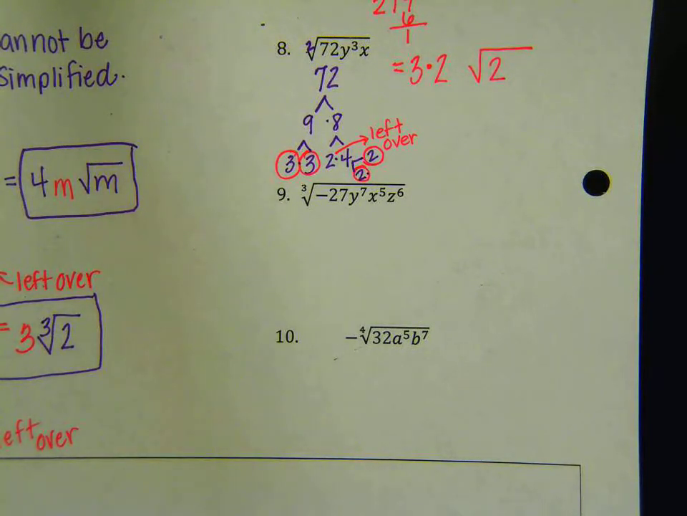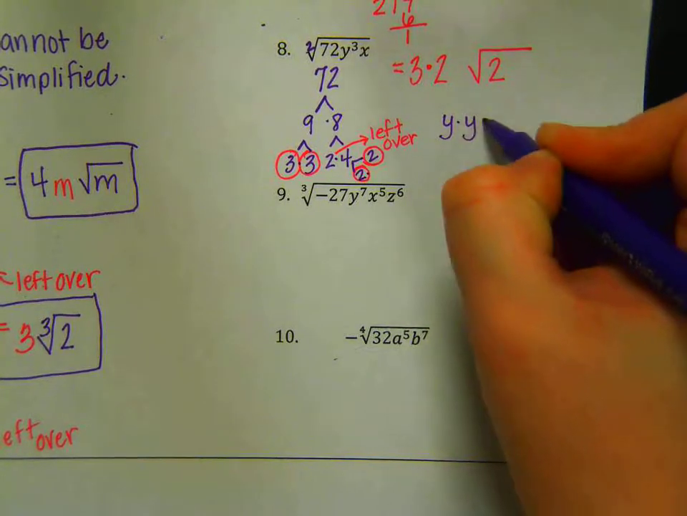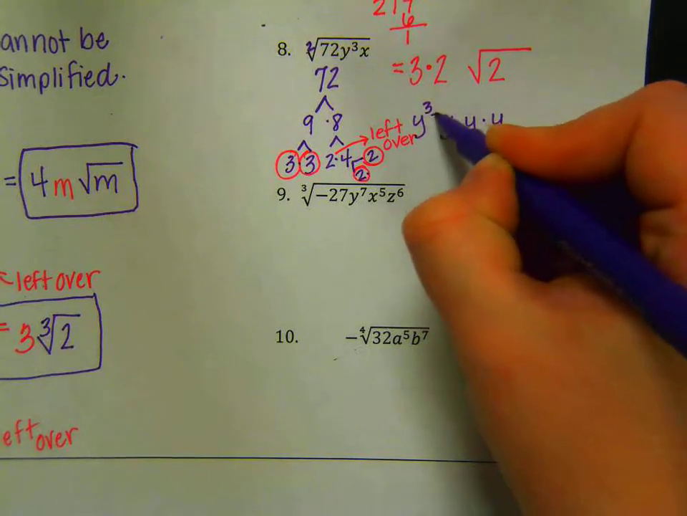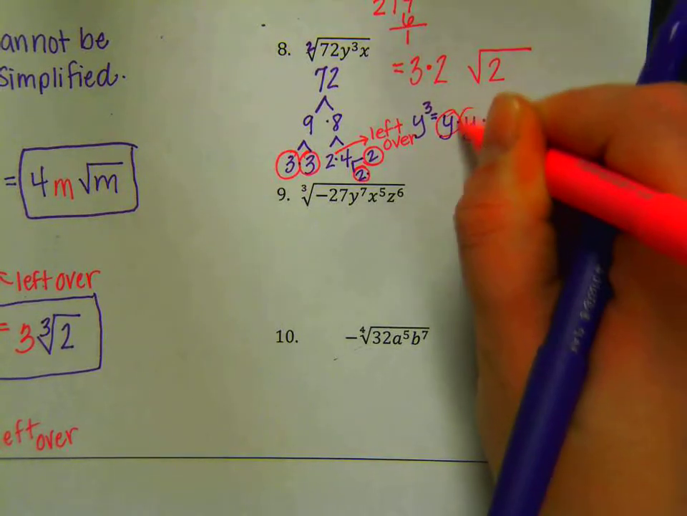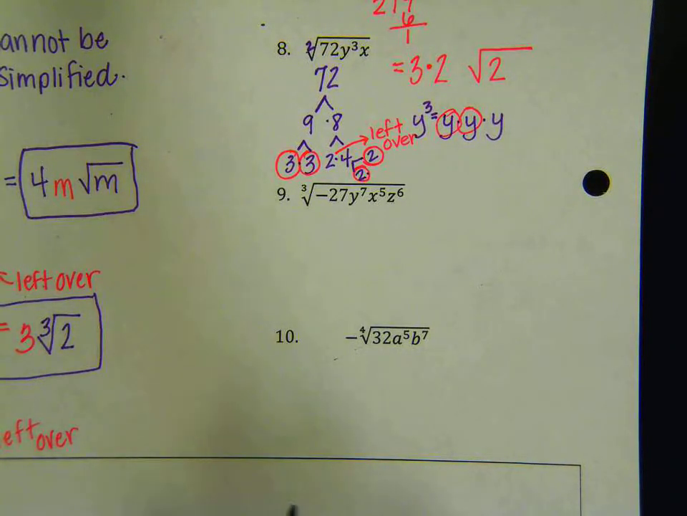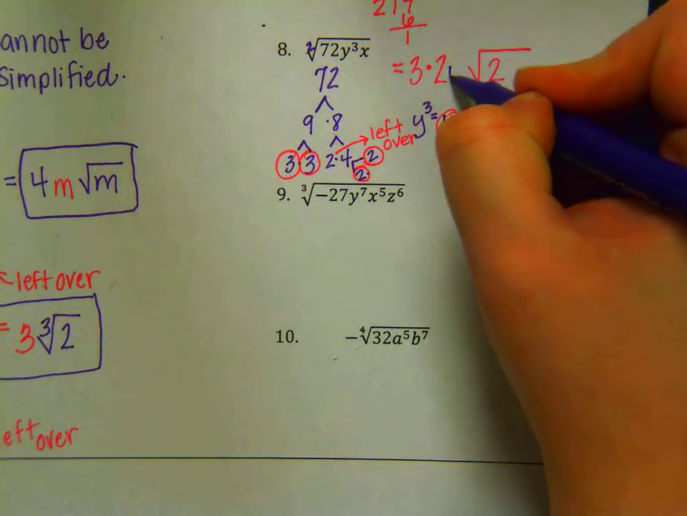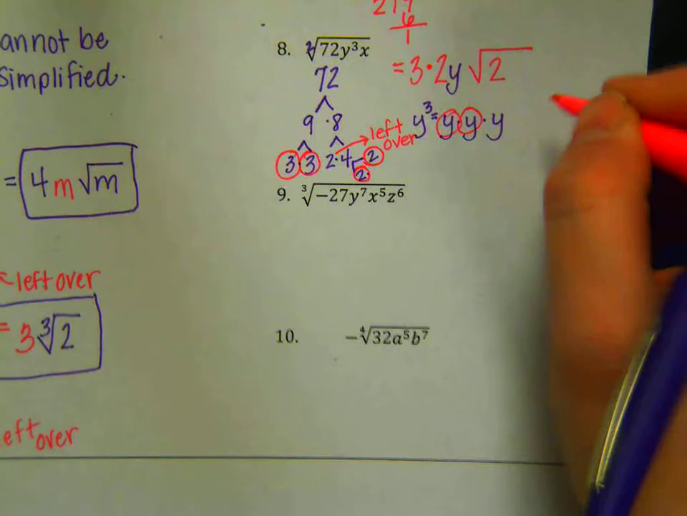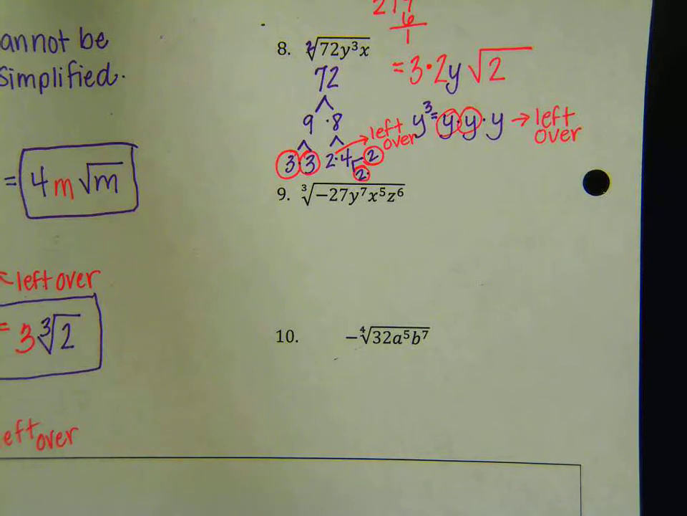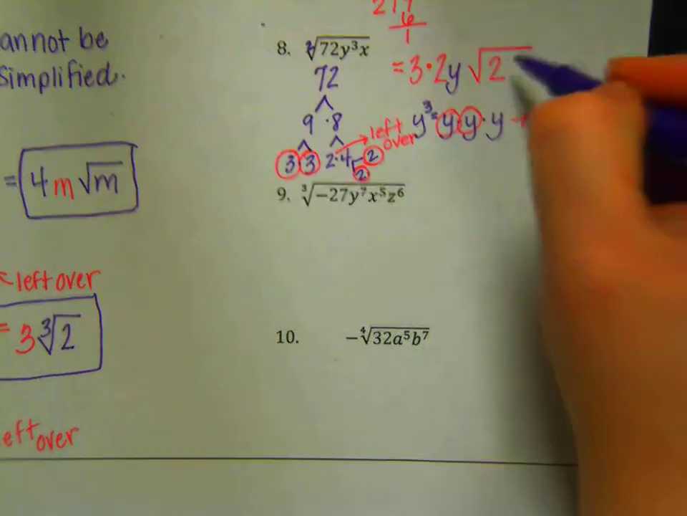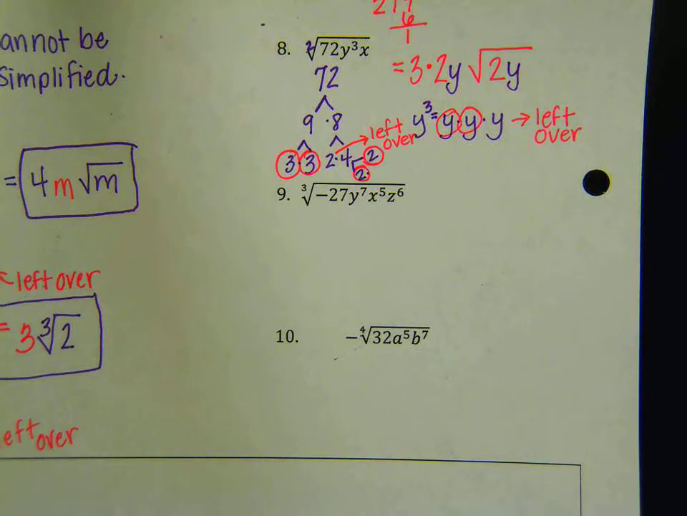Now I'll write out the y's. So I have y times y times y. And I'm looking for groups of 2 like before. So we have 1 group of y's. That's going to come out. We have 1 lonely y left over. That goes underneath the radical. And then we have 1 x, and I'm not even going to write that down anywhere because we don't have more than 1. So I'm putting x right underneath the radical with the y.